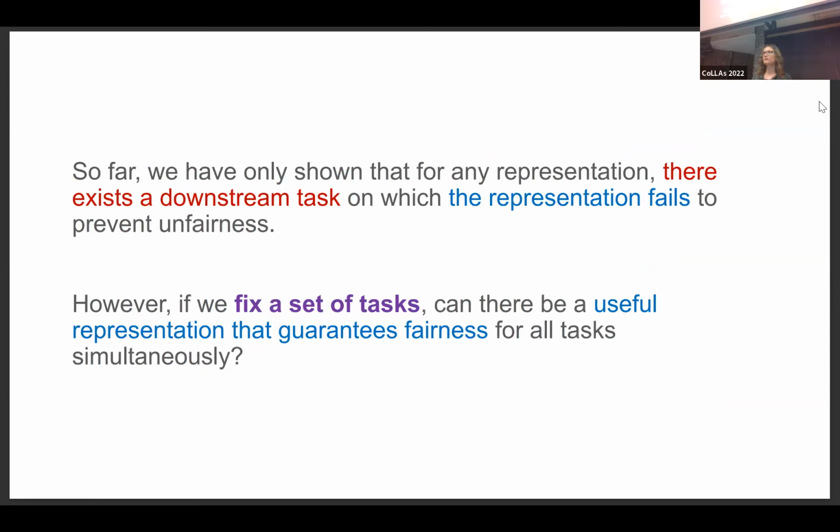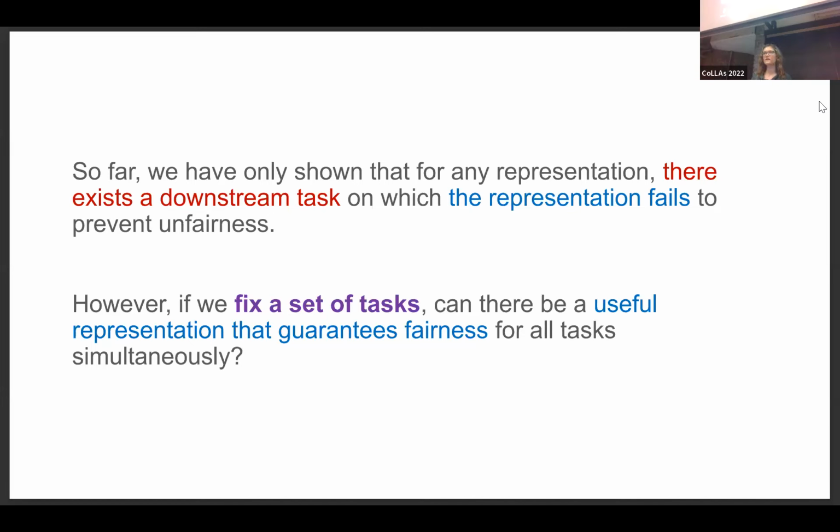This is, of course, a worst-case analysis that answers questions in the literature, but we can now maybe try for a less ambitious goal and say maybe we have a fixed set of tasks that are in some way related, and maybe we can find a useful representation that guarantees fairness for all of those tasks.